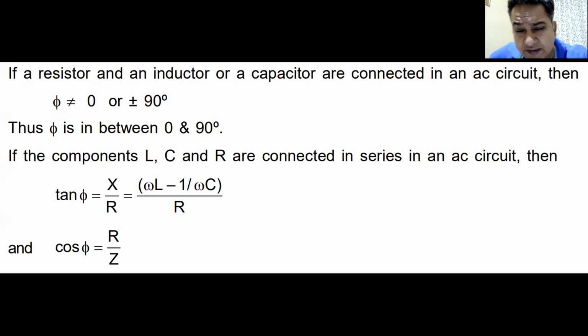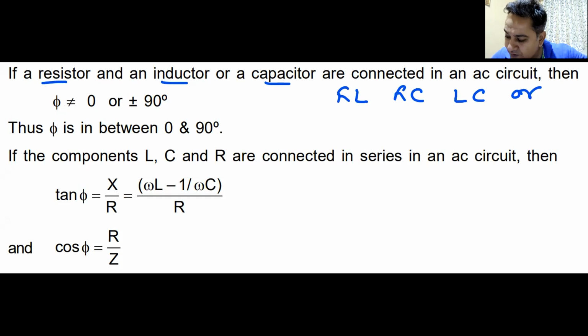The question is, when will these cases come? Tell me, when will this case come? Well, these cases will come when you have a combination. Combination of what? Combination of a resistor with an inductor or a capacitor. So you will have this when you have an LR circuit, RC circuit, LC circuit, or a combination of all 3, LRC circuit.